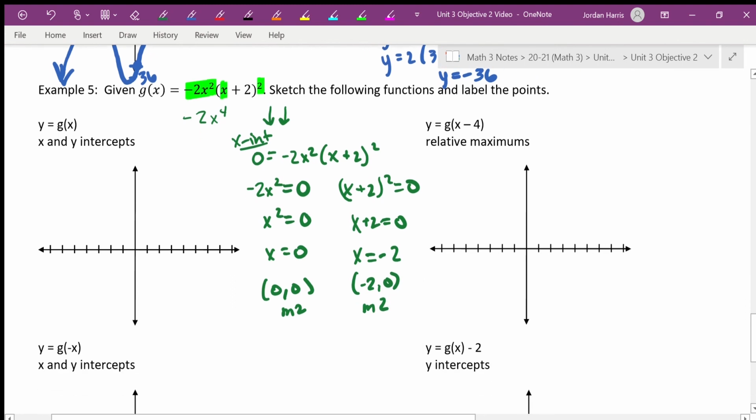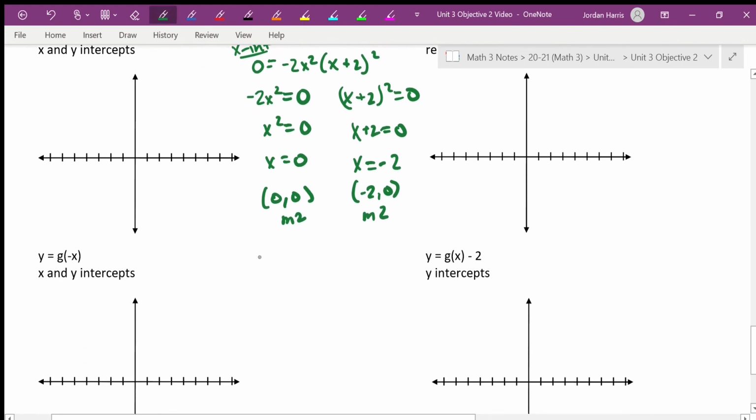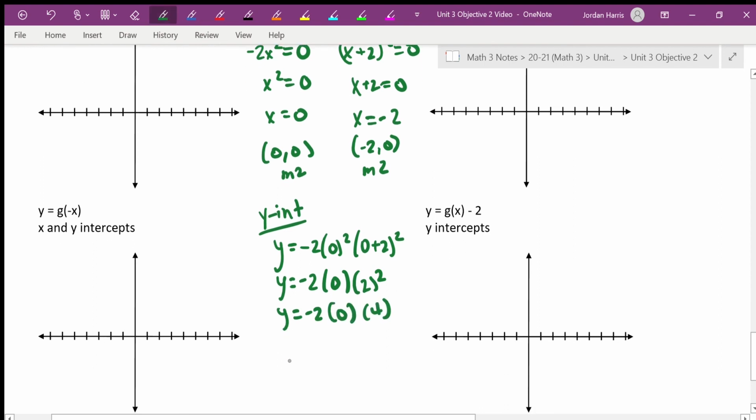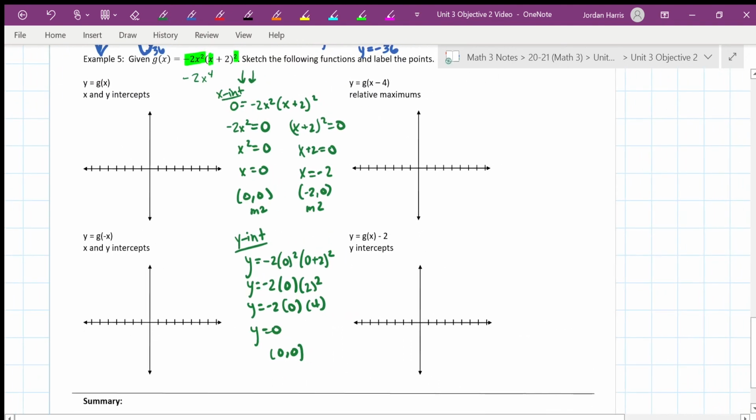Again, they both bounce. They will both bounce. Okay, and finally my y-intercept, which I still need to get. So y equals negative 2 times 0 squared times 0 plus 2 squared. So I get y equals negative 2 times 0 times 2 squared, which is negative 2 times 0 times 4. What is 0 times anything? 0. So 0, 0. Remember, we don't have multiplicities for y-intercepts, only x-intercepts. Okay? So 0, 0 is both my x-intercept and y-intercept. So this one will bounce because of the x-intercept. And negative 2, 0.